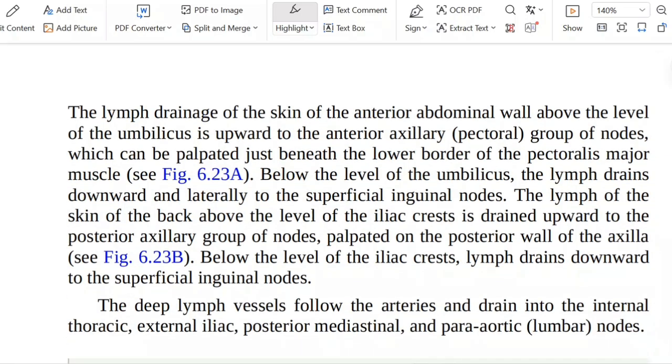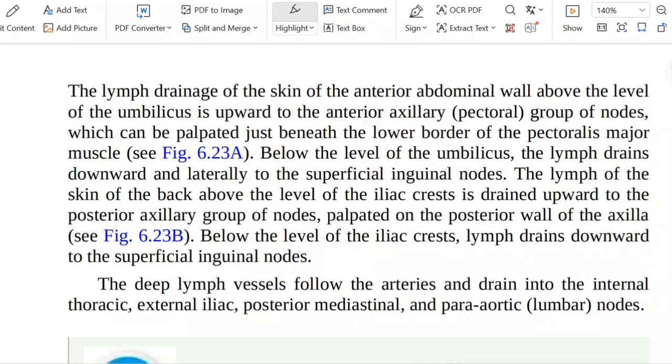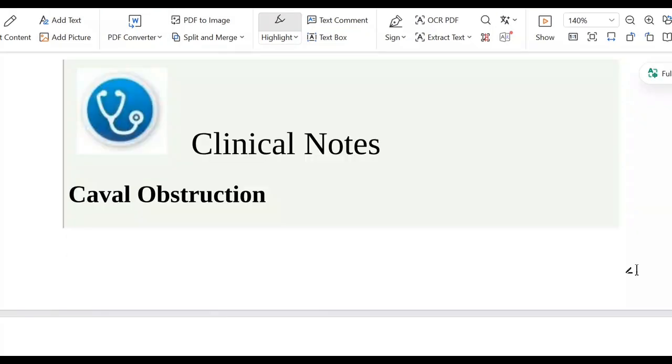Now about the deep lymph drainage of the anterolateral abdominal wall, they correspond with the deep arteries of the anterolateral abdominal wall. They follow the arteries and, like the arteries, they are going to drain into the internal thoracic lymph nodes, external iliac lymph nodes, posterior mediastinal lymph nodes, and para-aortic, that are the lumbar lymph nodes, respectively. Now let's study some clinical notes related to our topic.